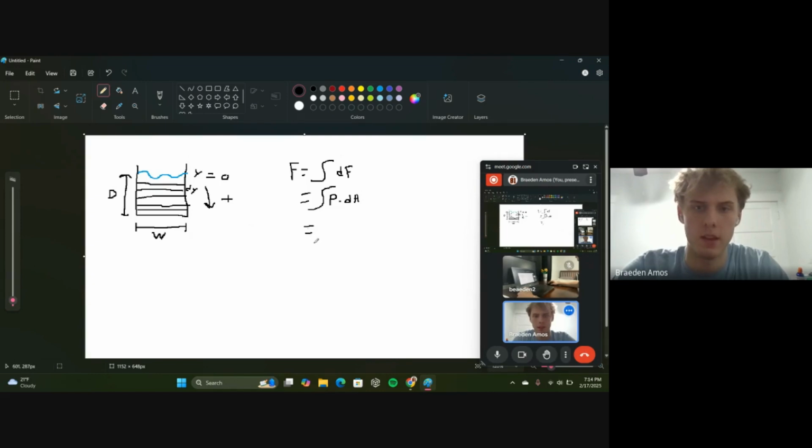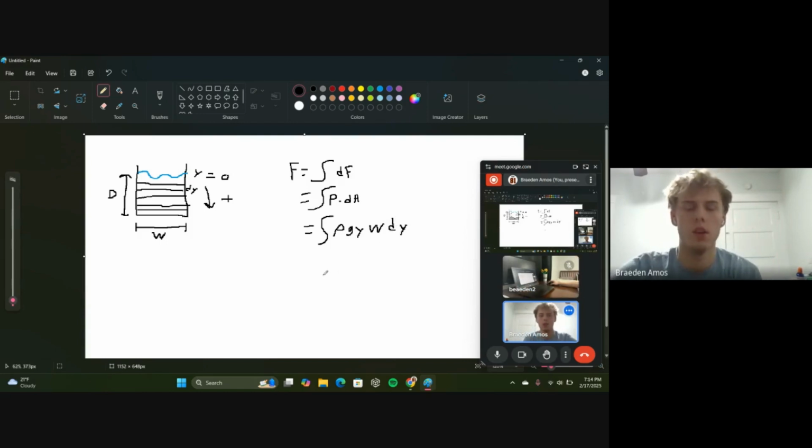Let's redo that one. Okay. So pressure is equal to rho g h, or in this case y. I'm just going to call it y. And then A is equal to the width of the pool times one of these dy, one of these little rectangles we cut out. So that's equal to the width times dy.